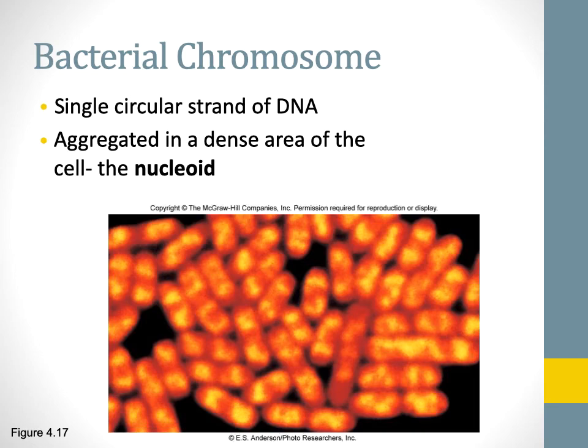So for bacteria, they're actually going to have a single circular strand of DNA. It is double-stranded, just like with eukaryotes. And what happens, it actually aggregates together and forms nucleoids. So it does not get packaged into a nucleus like we see in a eukaryote. And so it's sitting there in the cytoplasm, just kind of aggregated together.